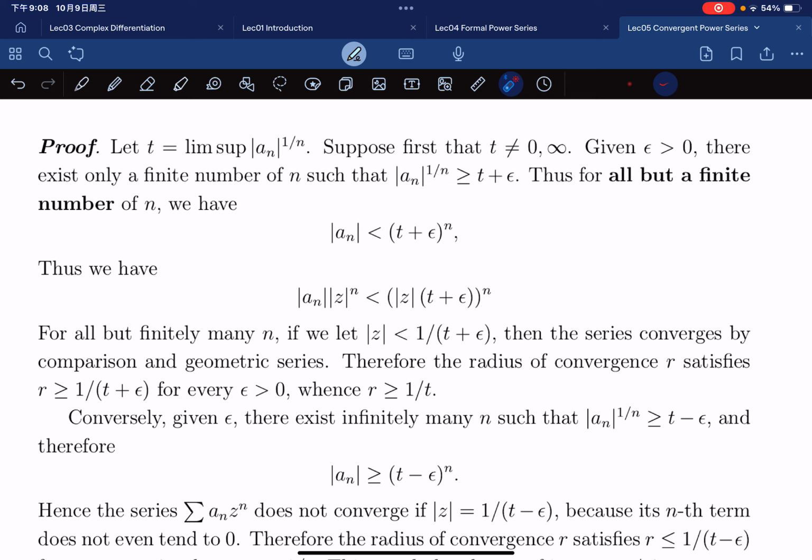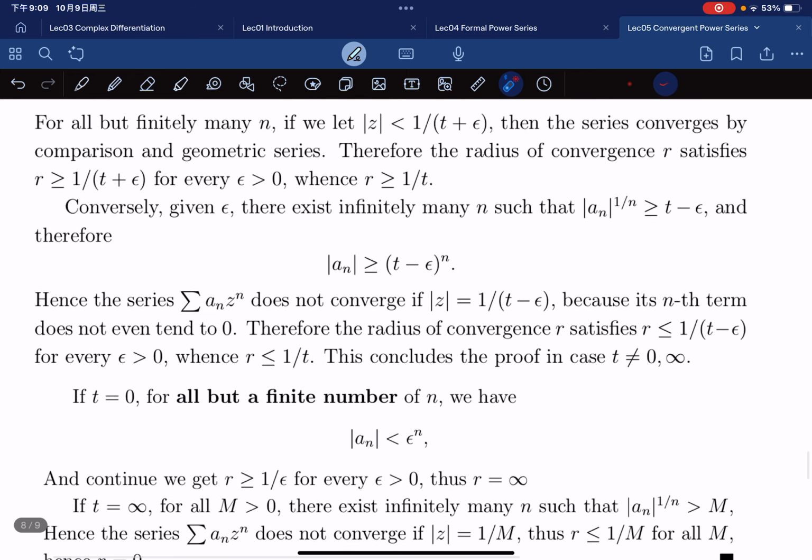And by the comparison or M-test or whatever you call it, right, the series converges by comparison, like this converges absolutely, right? So the radius of convergence r satisfies this, right? Because for all this, the series converges, which means that the radius of convergence r should be greater than or equal to this. For every epsilon, thus we have this.